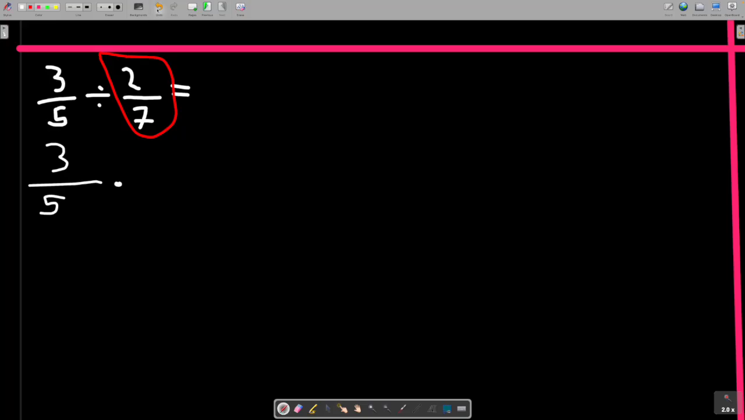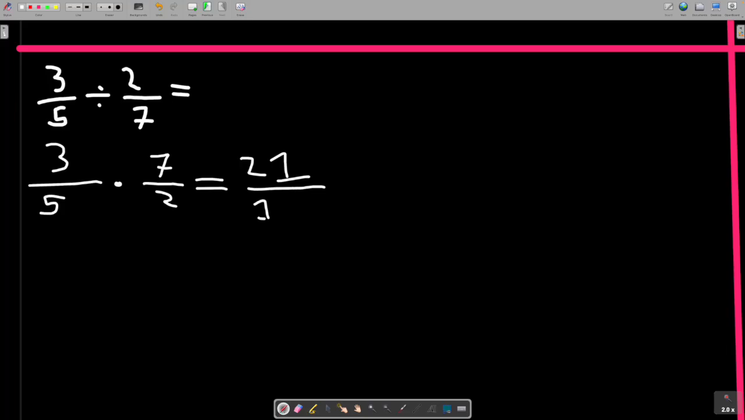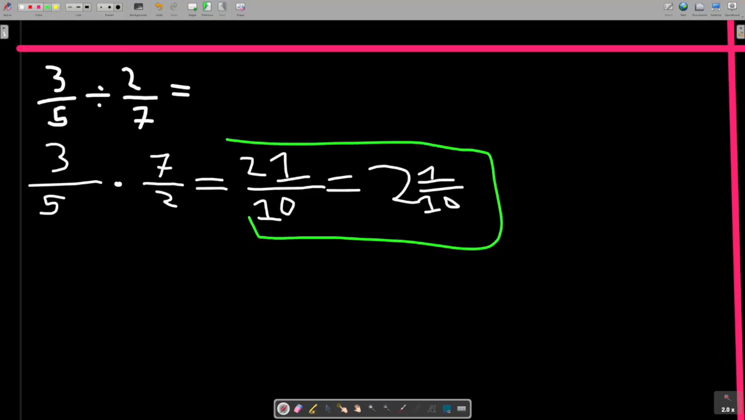So the reciprocal basically. So make the numerator the denominator, and the denominator the numerator. So instead of 2 over 7, we have 7 over 2. So now we multiply these. So we'll have 3 times 7 is 21 over 10. And we can also simplify this and make it a mixed number. So it'll be 2 and 1 over 10. That's the mixed number. So the answer is 21 over 10 or 2 and 1 over 10.